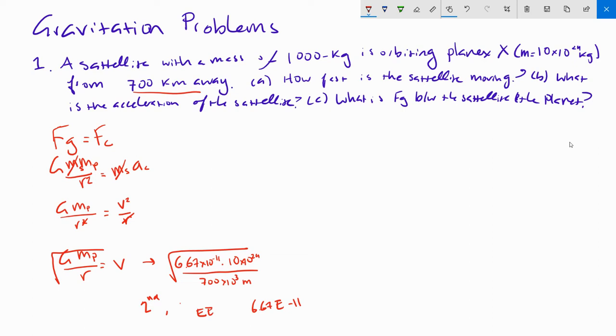All right, G times the 24th power divided by 700 times 10 to the third power. That's going to give me a really, really fast velocity of 30,868 meters per second. That is fast, fast, fast, but of course these are fake numbers. All right, so that's part A. Circle that. Oh, that's a terrible circle. Let me try that again. There we go. Then let's do part B.